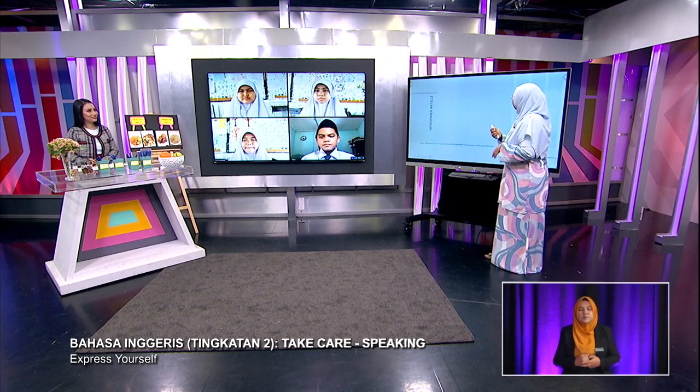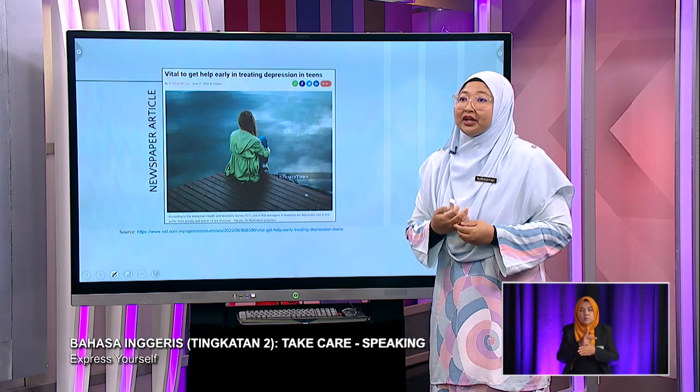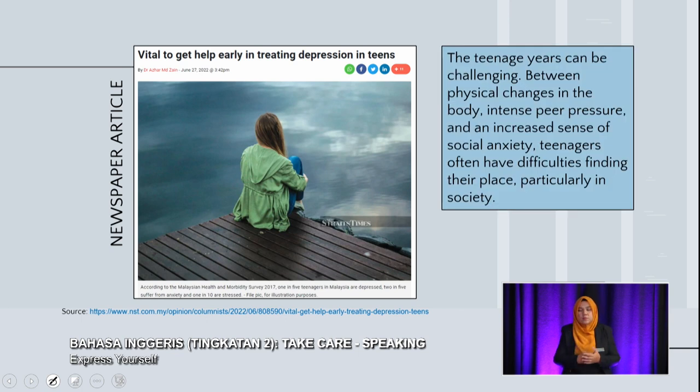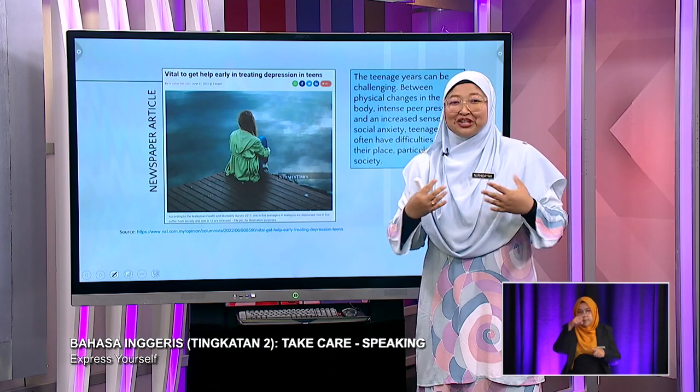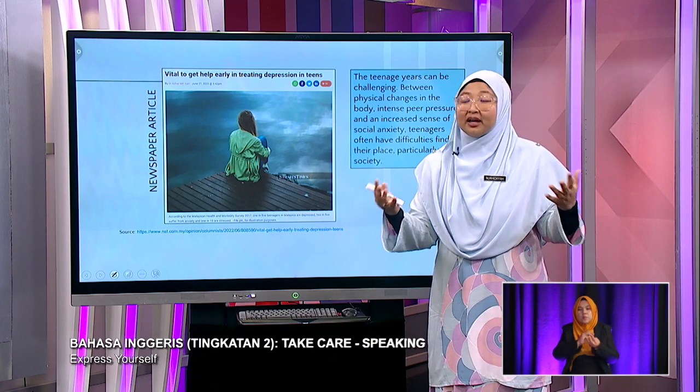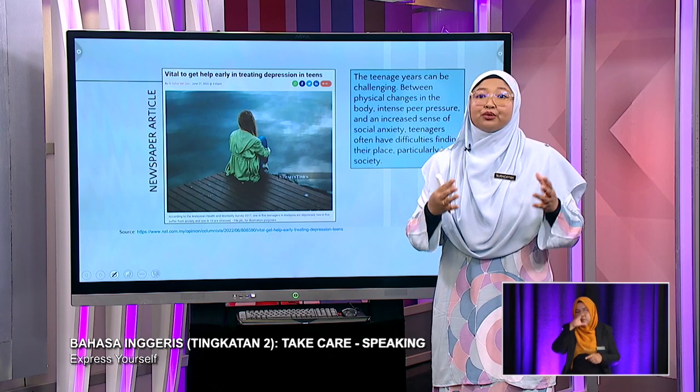Okay, so I would like to share with you one newspaper article from the New Straits Times: "Vital to get help early in treating depression in teens." I'll take one part of the article. The teenage years can be challenging, between physical changes in the body, intense peer pressure, and an increased sense of social anxiety. Teenagers often have difficulties finding their place, particularly in society. As a teacher, we need to educate our pupils in school that problems are there, but you need to find the best way to solve them.